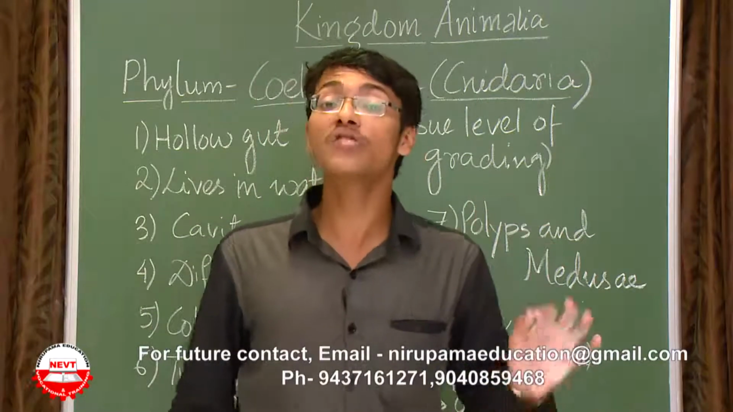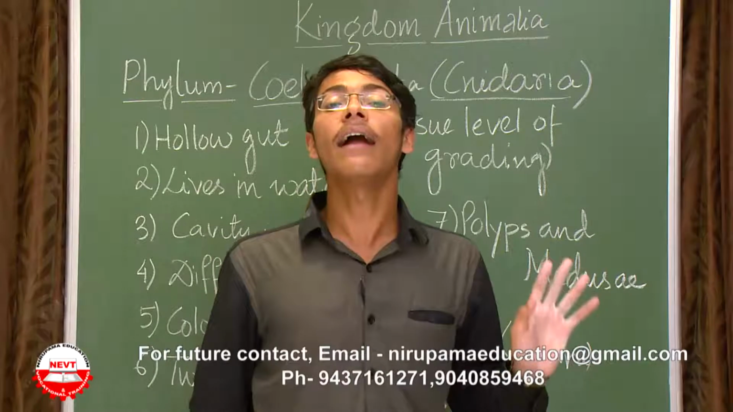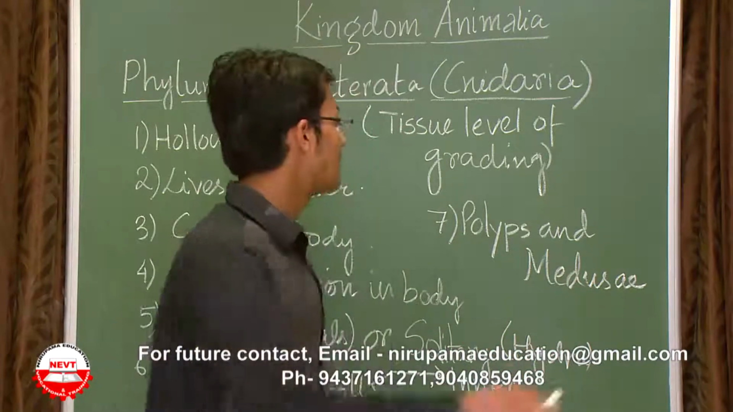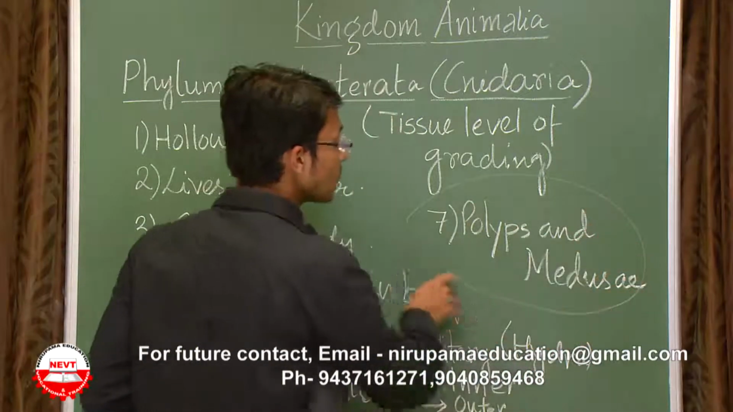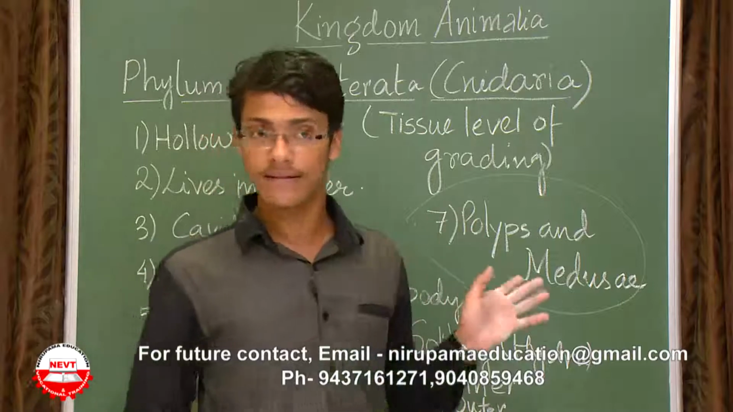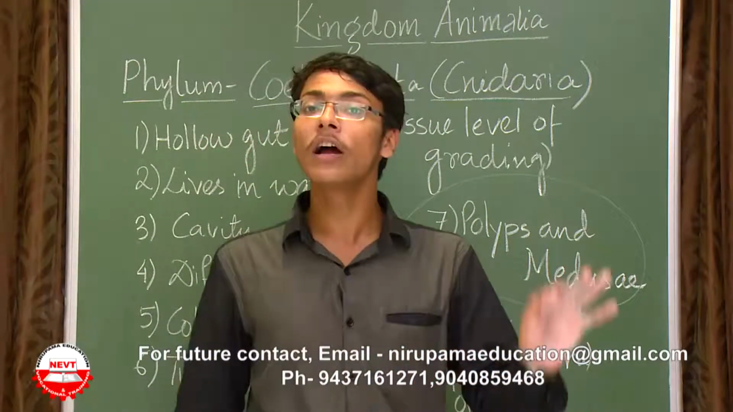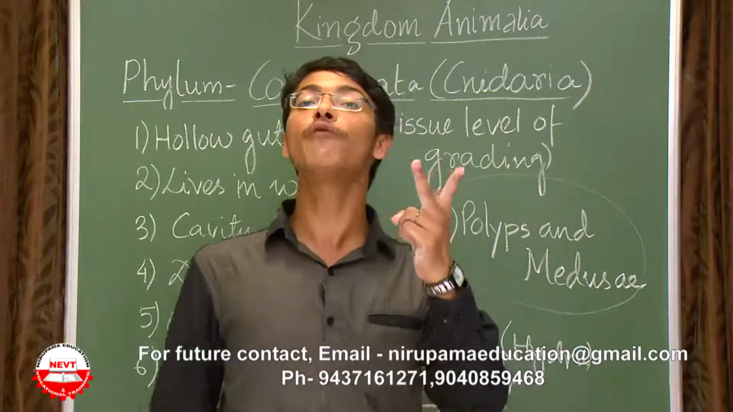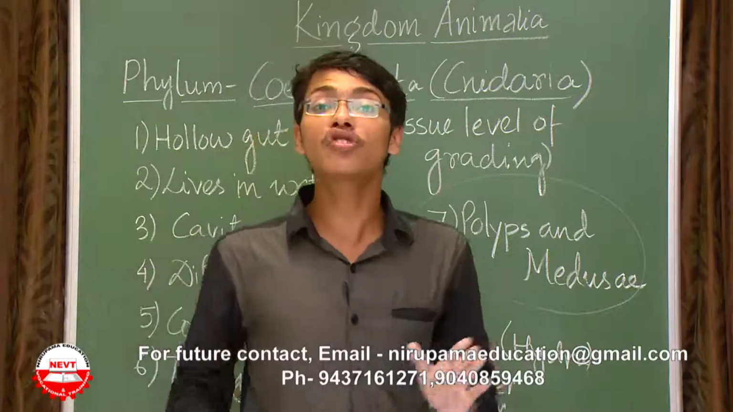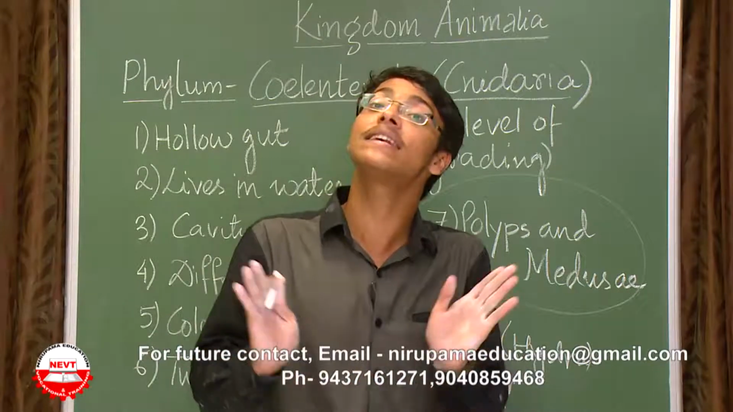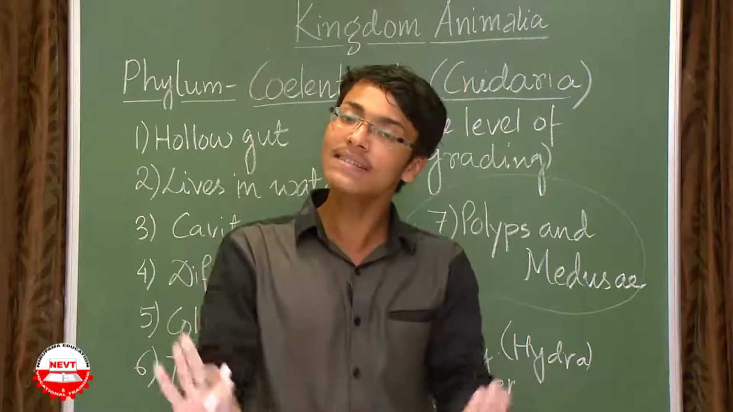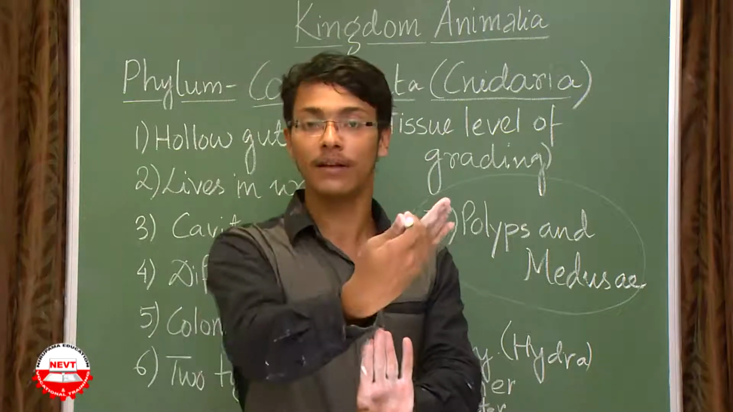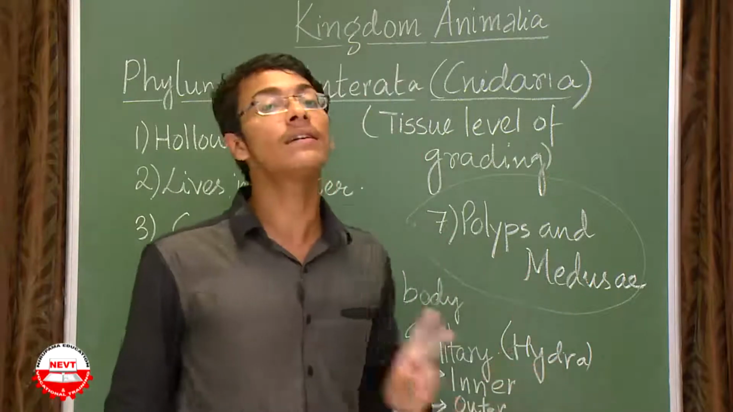The most striking characteristic under the phylum Coelenterata is this: polyps and medusa. Please try to understand this. It is not mentioned in your book, but you should know this. Polyps and medusa are the two forms of coelenterates. Coelenterates show different forms in the same organism. The organism is the same, but the form is different.